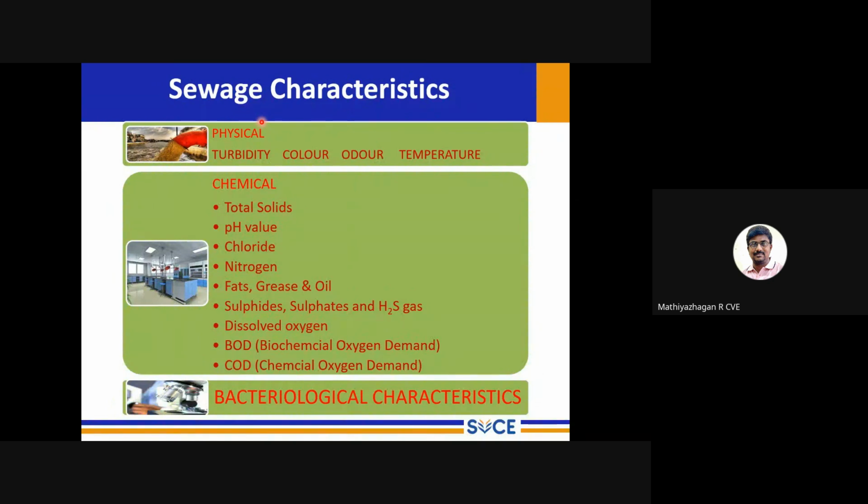Among these things, at least we need to concentrate on or measure the BOD, COD, nitrogen, phosphate, and solids, because we can already classify the impurities based on the type of solids. Here also we can classify the solids present in the sewage.